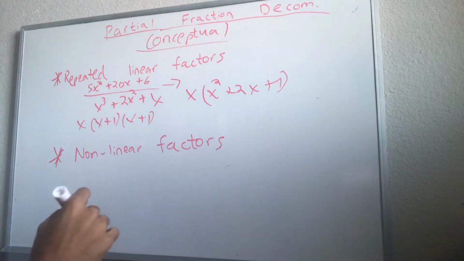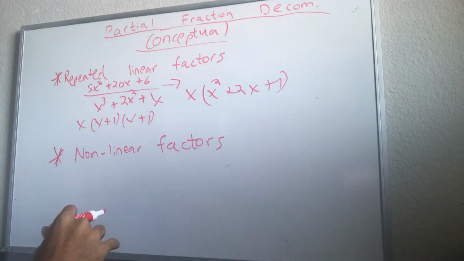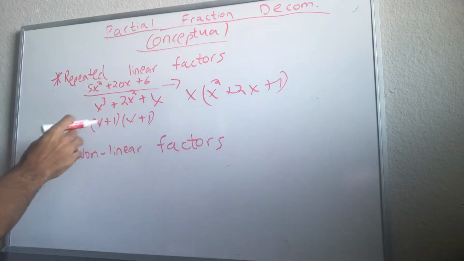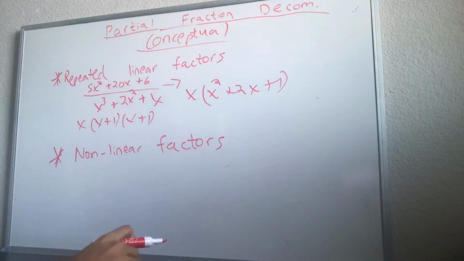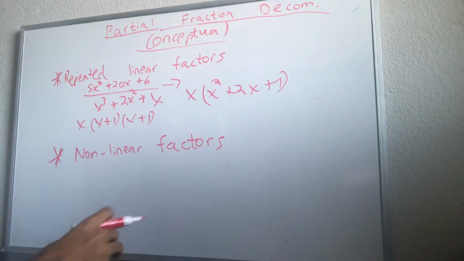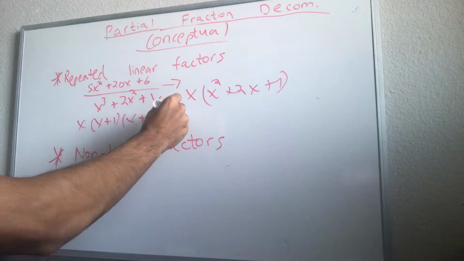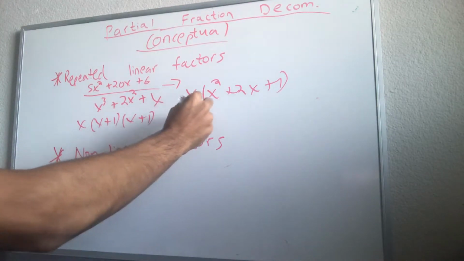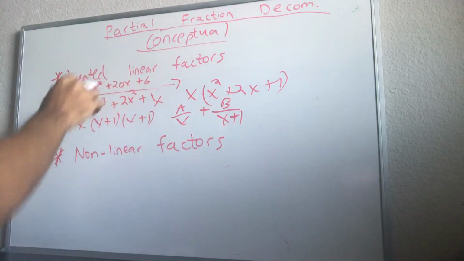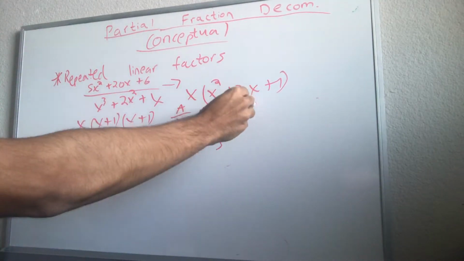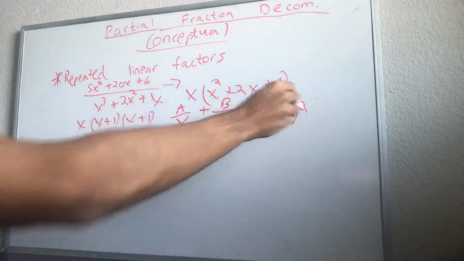Now the rule for repeated linear factors. In the previous lesson, it was more about having two factors, for instance x times x plus 1. You would do A over x plus B over x plus 1, where A and B are just variables. Here the technique is that you have A over x plus B over x plus 1, and because you have repeated linear factors, you would do plus C divided by x plus 1 squared.